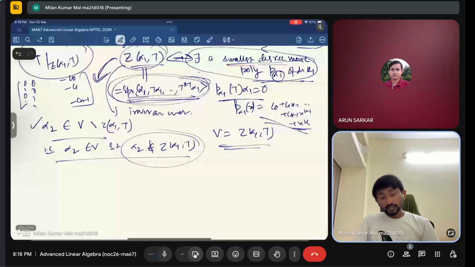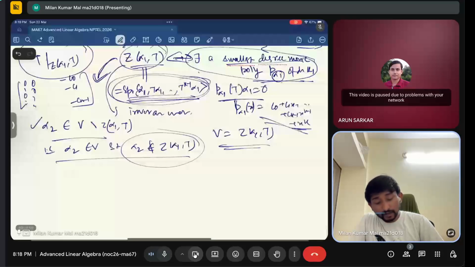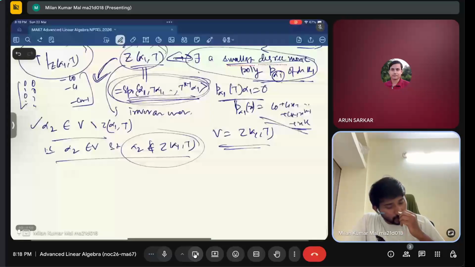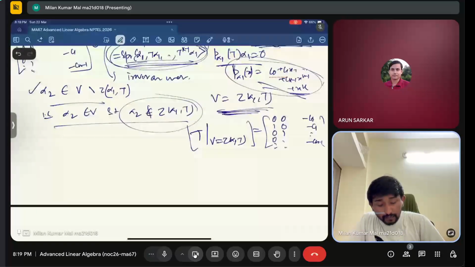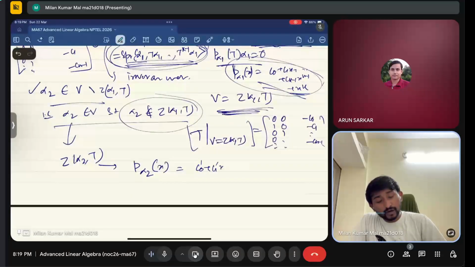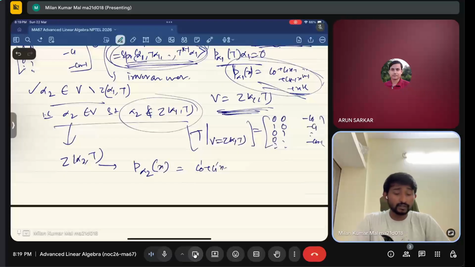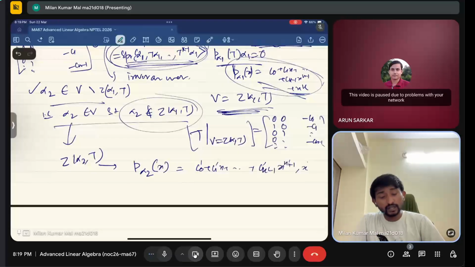Okay. Now, suppose V is not equal to Z(alpha 1, T), that means there must exist a vector alpha 2. Then we can consider Z(alpha 2, T), right? Corresponding to this, there exists a polynomial P alpha 2, which is called the annihilator polynomial. That will be like C0 dash plus C1 dash x plus all the way Ck dash minus 1 x to the power k dash minus 1 plus x to the power k dash. Some different index I'm trying to say. K dash means a different index, C0 dash means different from this C0, C1, something like that.